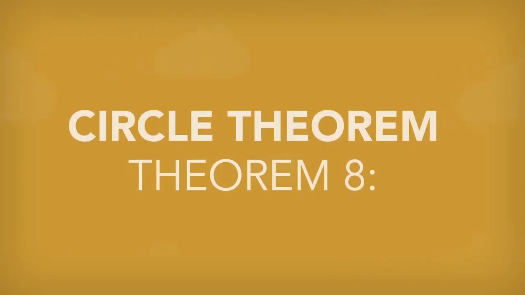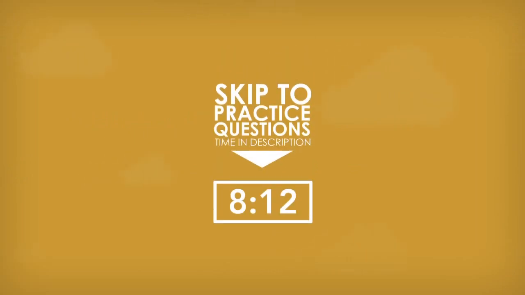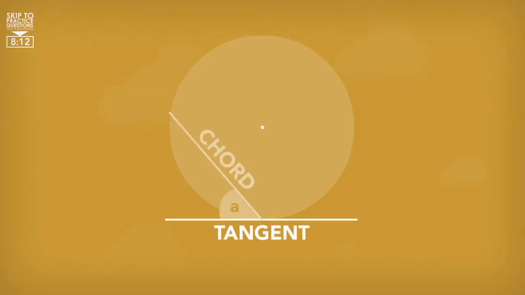Circle theorems. Theorem 8. There's a reason why this theorem is last. It's the hardest to visually grasp at times. The angle between a tangent and the chord is equal to the angle in the alternate segment. Yeah, I know, a lot of words.